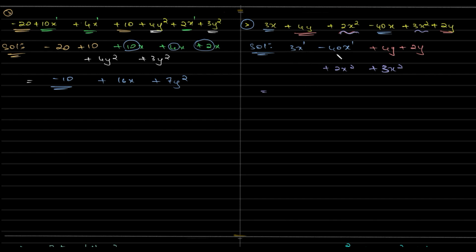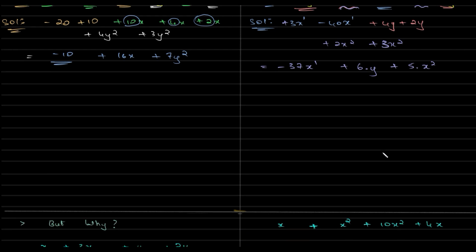So here you have to take the difference between 40 and 3. So the symbol is negative and the difference is 37 and the variable is x to the power of 1. Next variable is y and the coefficients are 4 and 2, both positive, so you'll be adding. Next is x square and the sum is 5 and we have 5x square as your answer. Is it not?